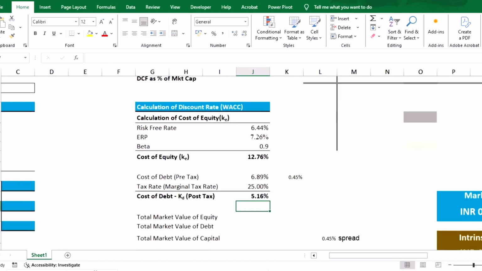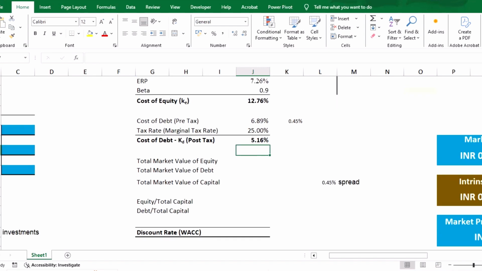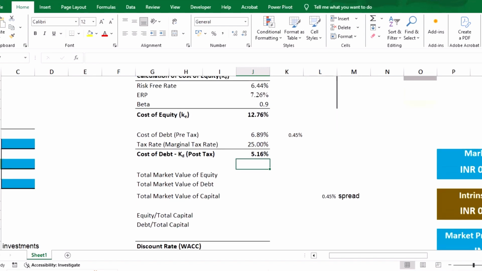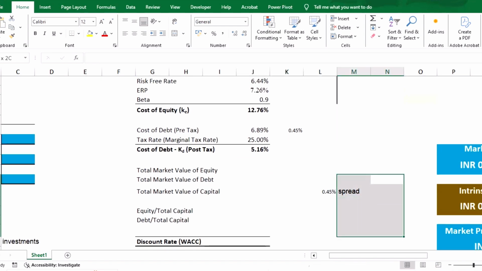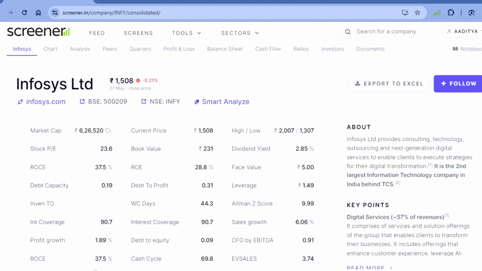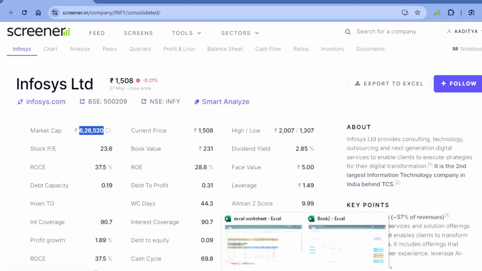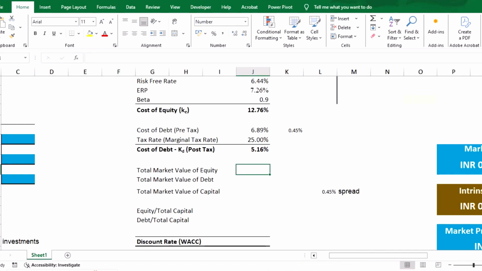Now we have both the components. Now we can find the WACC. How? This is old data that I have just copied. So the total market value of the equity, you can find it from here. Market value of the equity is the market cap. Okay. Market cap is what? Number of equity shares times market price. So this is our market value.